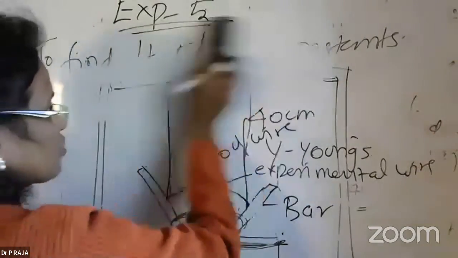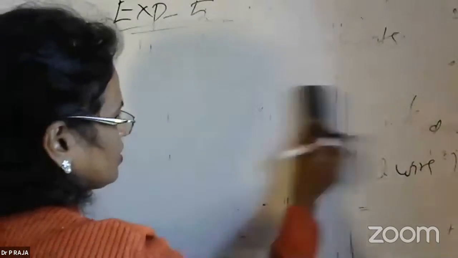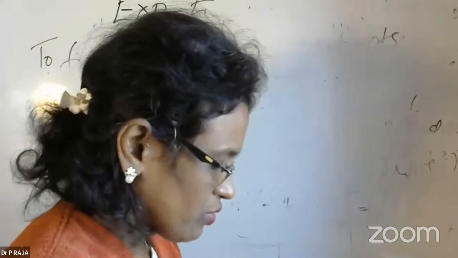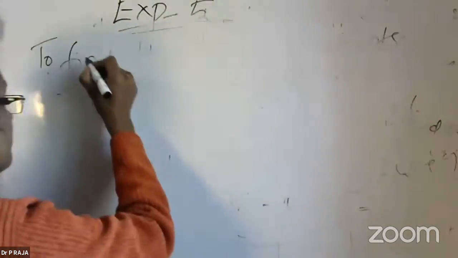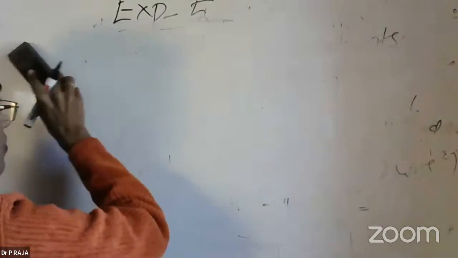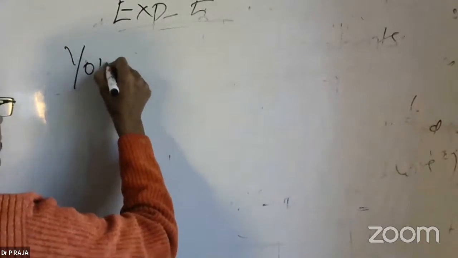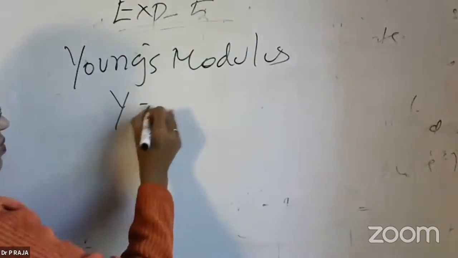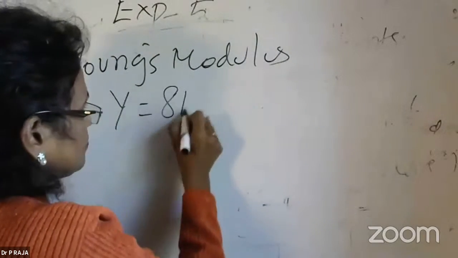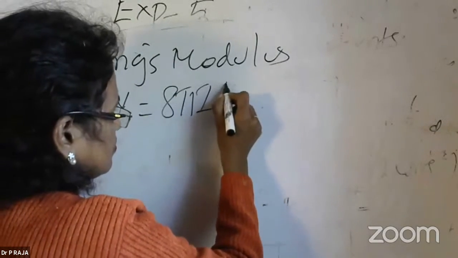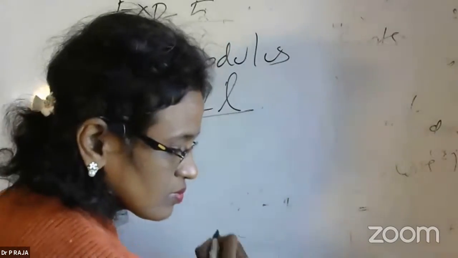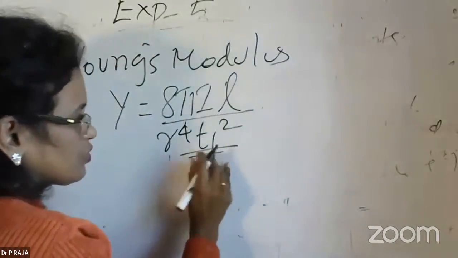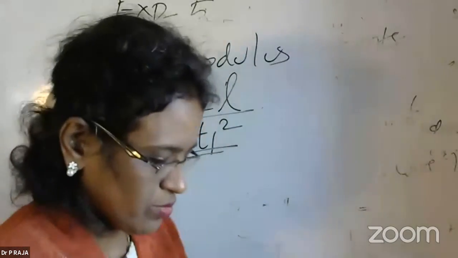So I will now write down the formula for this. The Young's modulus can be found out using the formula as, is given by, and this will be the time period that you will note down. How will you note down the time period?